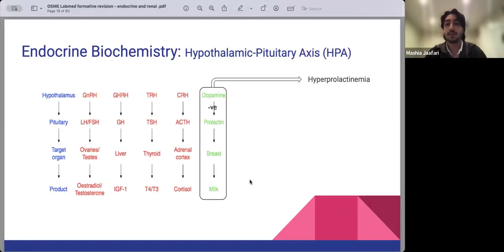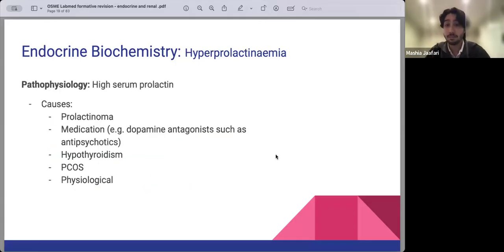Moving on to the prolactin axis. Hyperprolactinemia is something that comes up quite a bit, and it's a high serum prolactin, basically. There are a number of different causes, but the most common, again, is going to be a pituitary adenoma releasing prolactin. And actually, the pituitary adenoma, the most common thing it releases will be prolactin. So prolactin is the most common, and then growth hormone is the second most common.